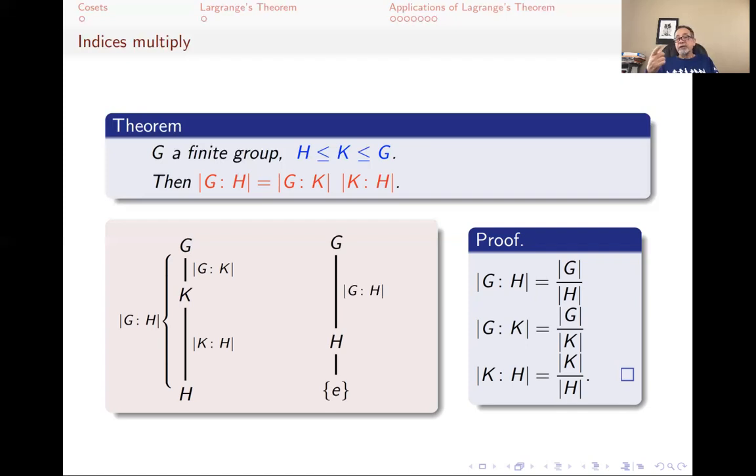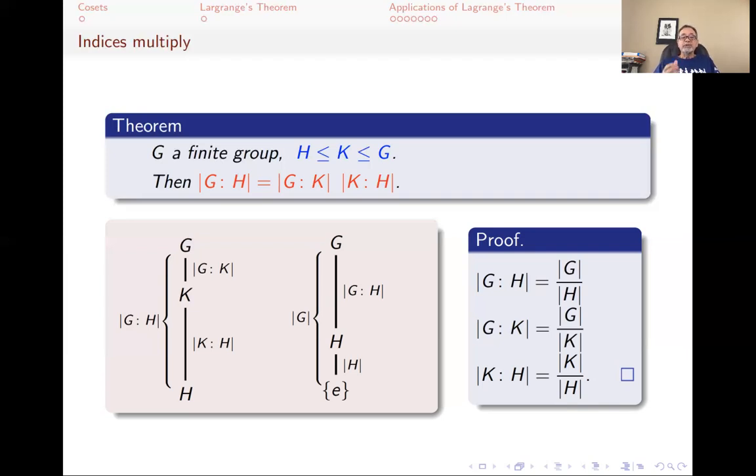So the index of H in G, well, that's that. But I can also talk about the index of E, the identity subgroup, in H, and that's just the size of H, because the number of right cosets of identity in H is the same as the size of H. And so that says that if you take the size of H and multiply it by the index of H in G, you will get the index of identity in G, which is the size of G. And that's actually Lagrange's theorem.